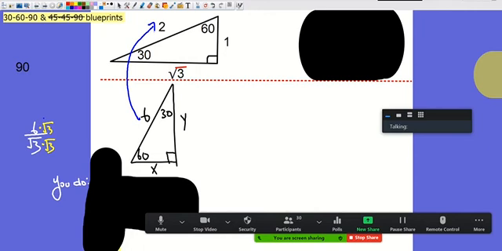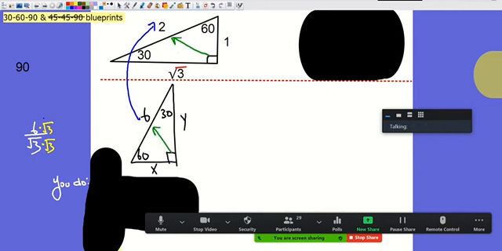However, if you want a sure shot way of knowing which one links up with what, the 6 is across from the 90, and so is the 2. The 6 is across the 90, and so is the 2. I'll do that in green. 6 is across the 90, and so is the 2.